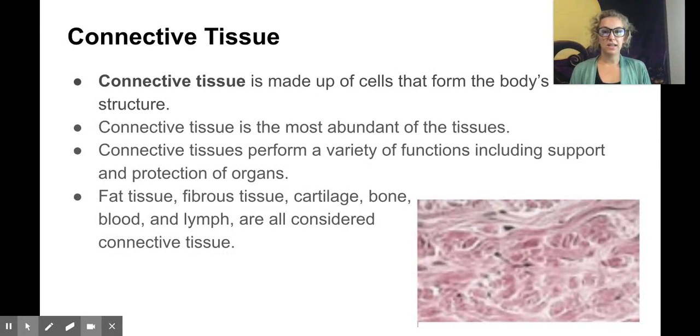Some examples of connective tissue are fat tissue, which is essential for insulation and long-term energy storage, fibrous tissue, cartilage, bone, blood, lymph, which helps us with our immune system. All of these are considered connective tissue. Make sure you write this down in your notes. You don't have to write every word about connective tissue. Maybe you're just writing down connective tissue is abundant. Connective tissue could be fat, fibrous, cartilage, or bone. Again, you don't have to write every word.